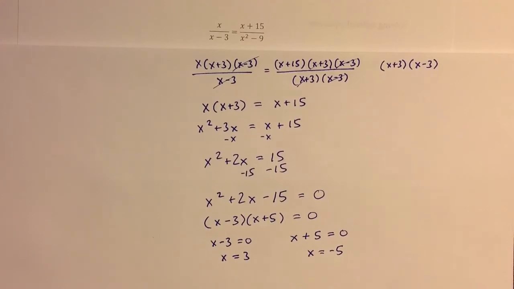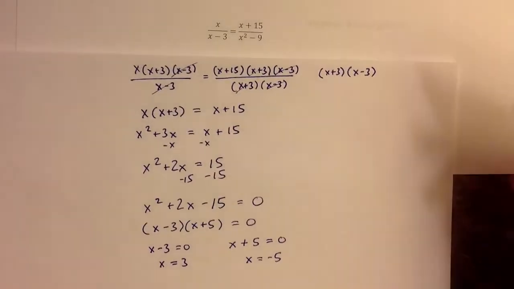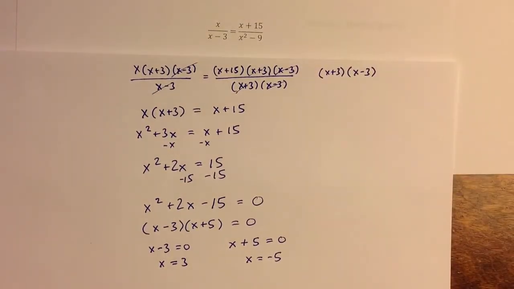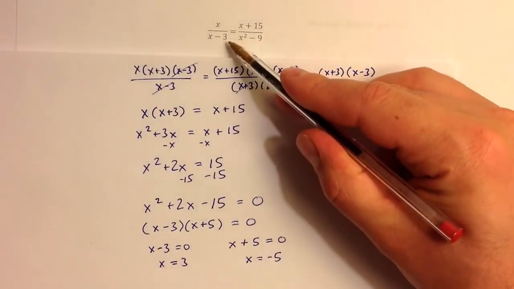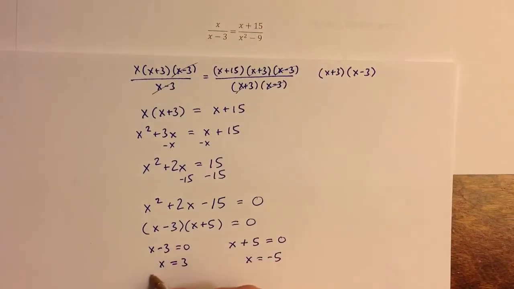But now with rational equations, we need to be extra careful and make sure that these are actual solutions to the original equation. If we go back and think about the original equation, it becomes pretty clear right away that 3 is going to be a problem. Because if I plug 3 into that original equation, 3 minus 3 is 0, and that's undefined. So this is not a solution, this is a false solution, or it's sometimes called an extraneous solution.